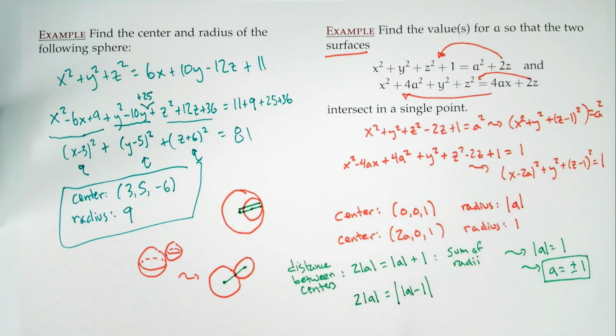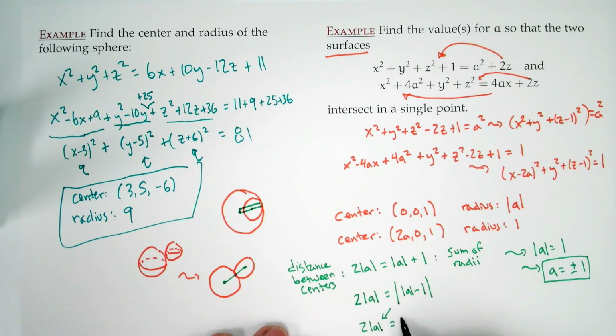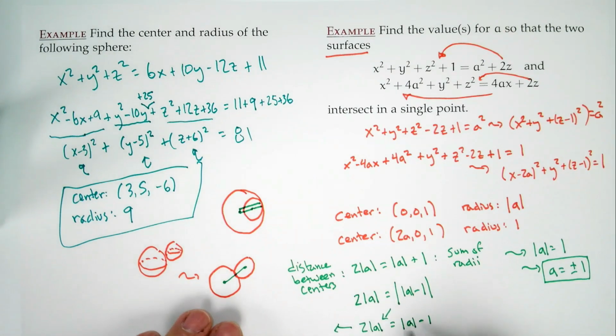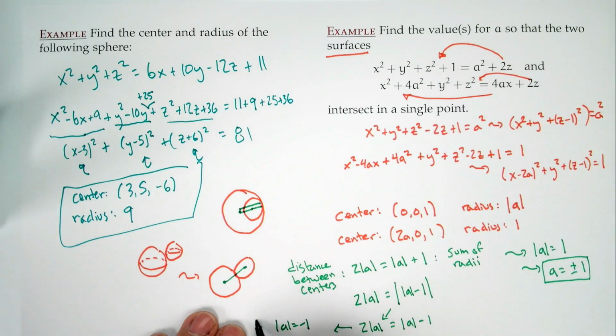Well, this leads to 2 possibilities. So one possibility, we could say, well, what happens, say, if absolute value of a is fairly large? It's bigger than 1. So if that were the case, 2 absolute value of a would have to equal absolute value of a minus 1. But that would say, subtract absolute value of a, absolute value of a is negative 1. No, that can't be. Okay, so that can't possibly be the case.